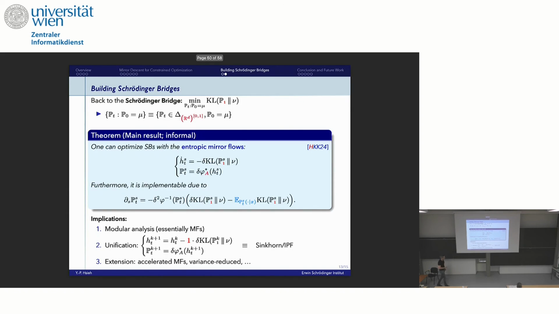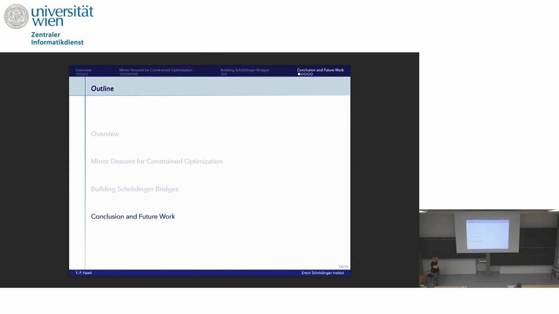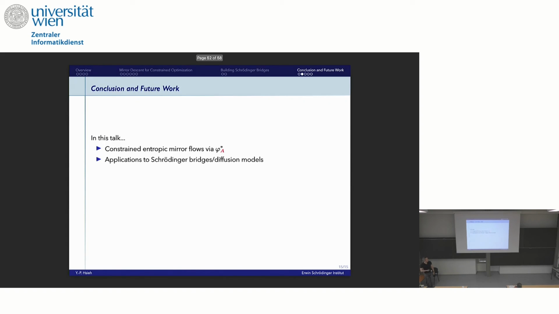Okay, so finally, since we know so many things about the mirror descent or entropic mirror descent, there's a lot of other things that we can actually do with the framework to solve the Schrödinger Bridge problem. For instance, you can consider the accelerated version, the variance reduced version, and so on and so forth. Okay, good. So that concludes everything that I want to tell you about today.